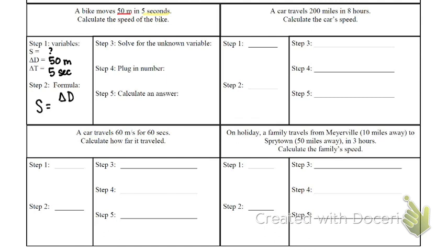Good. Our formula is S equals delta D over delta T. Do we need to move anything around? No. They asked us to solve for speed, so we're good. Plug in your numbers. 50 over 5, meters and seconds. It will be 10 meters per second. Make sure you've got those units on there. All right, and then let's do the one right below it together.